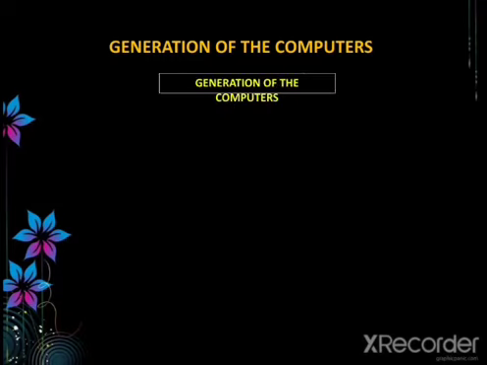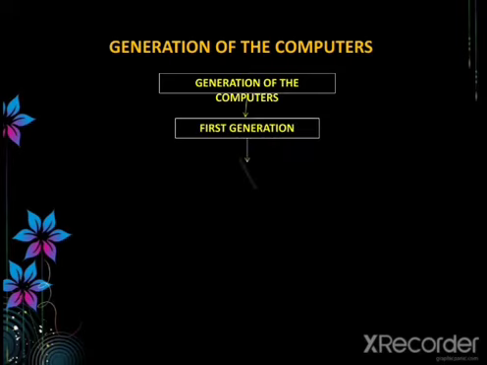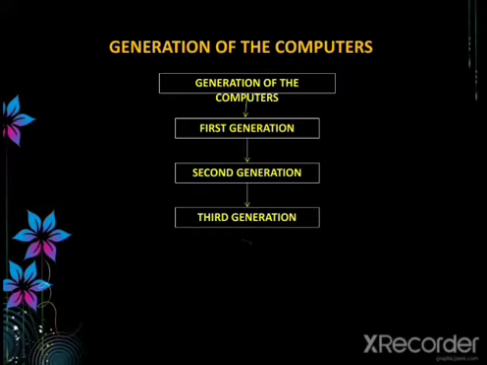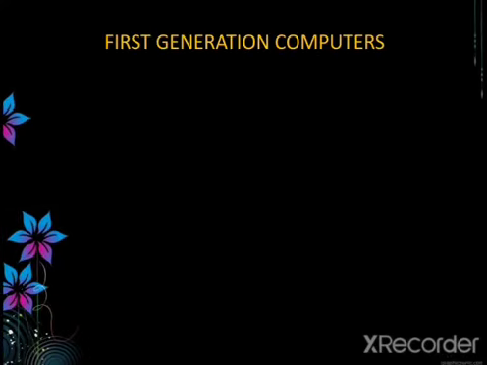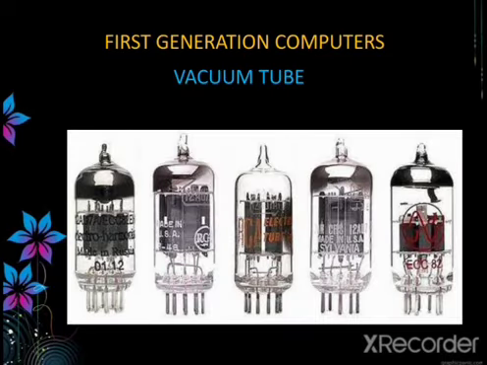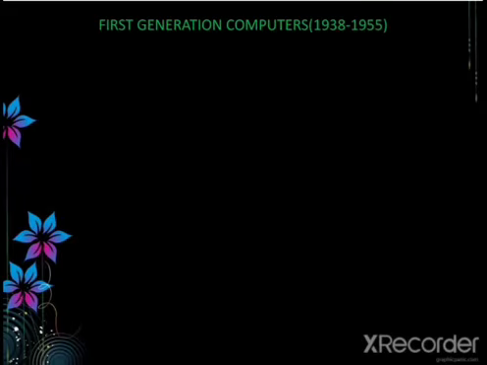Generation of the computers. First generation, second generation, third generation, fourth generation, and fifth generation. First generation computers, main component vacuum tube. First generation computers, 1938 to 1955.